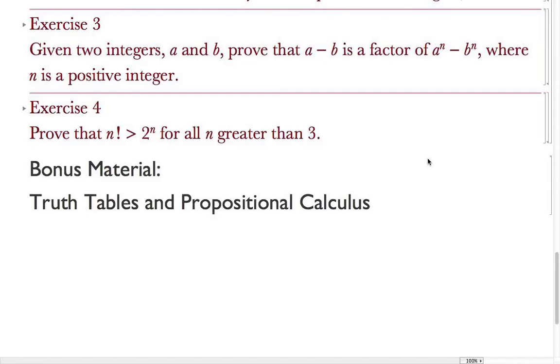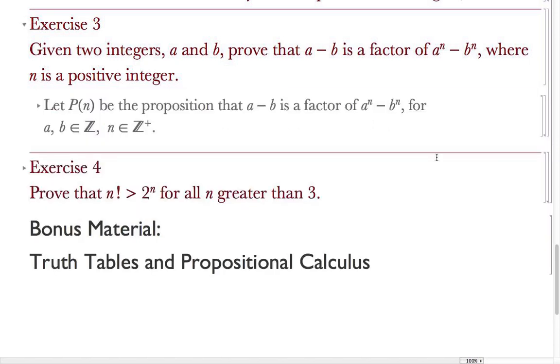In exercise 3, we have two integers a and b, and we wish to prove that a minus b is a factor of a to the n minus b to the n when n is a positive integer. And this is something we'd looked at in a previous proof. We used it in the previous proof to help us prove what we were looking for. And now we're actually going to prove this theorem itself. This is a consequence of the factor theorem, but we're actually going to prove it using mathematical induction.